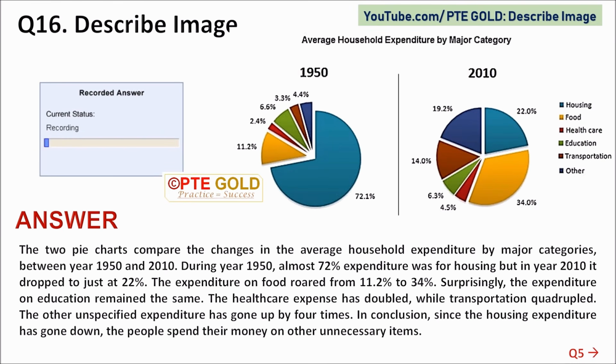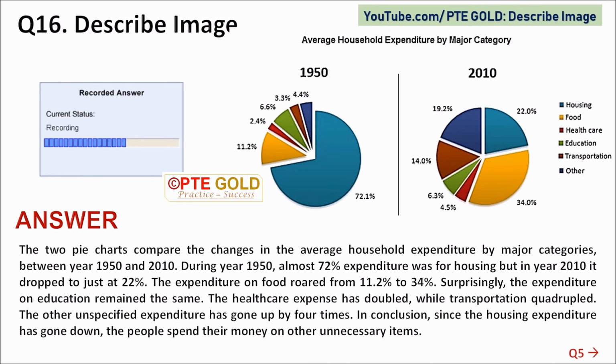The two pie charts compare the changes in the average household expenditure by major categories between year 1950 and 2010. During year 1950, almost 72% of expenditure was for housing, but in year 2010 it dropped to just 22%. The expenditure on food soared from 11.2% to 34%.